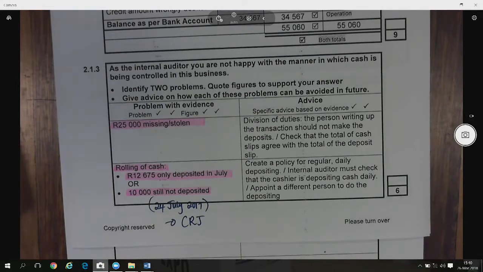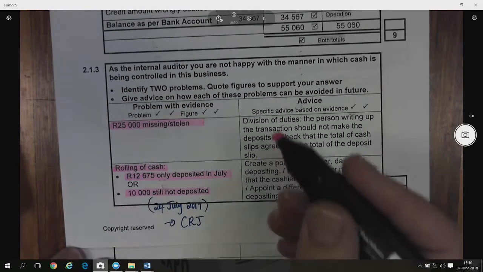So rolling off cash. What is the meaning of rolling off cash? It means that a person receives the money and they decide, oh, they need a little bit of money for the next 5 days. Then they use the money of the business, and then in 5 days' time, they will give it back to the business. But it's not a good thing. It's also fraud. So I think that is the two problems.